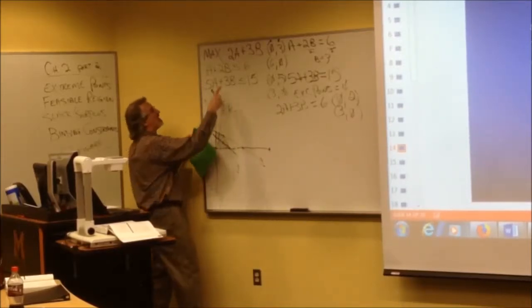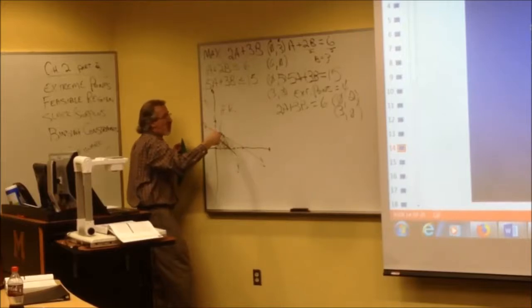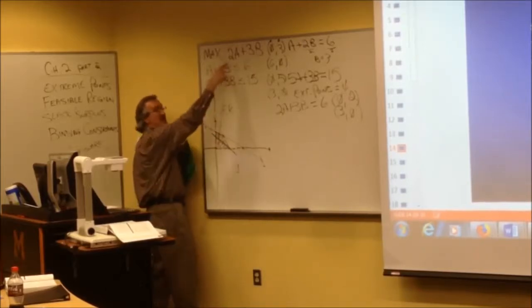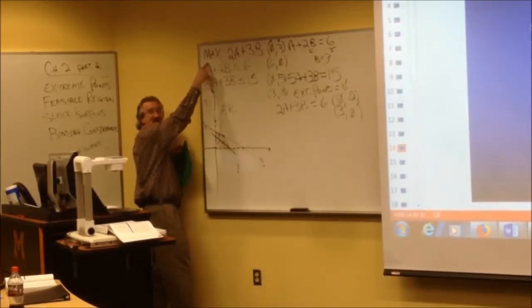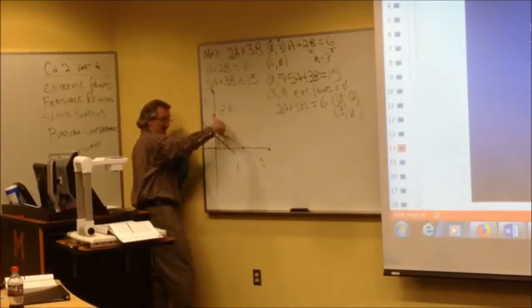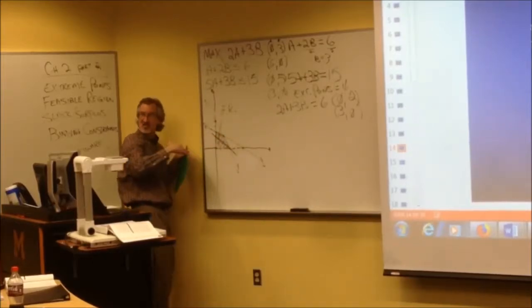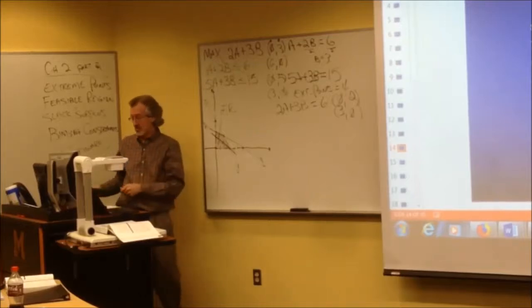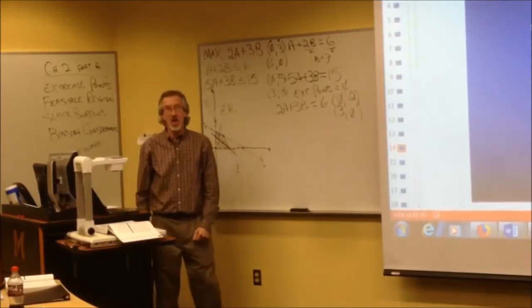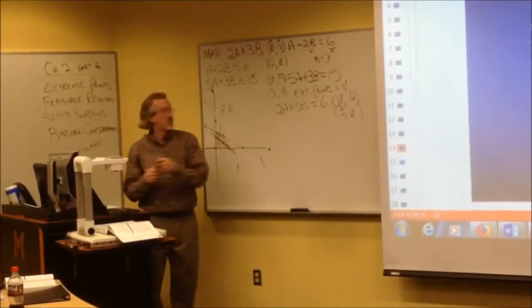And how did I know to go that way? I could pick a point on this side and pick a point on this side, and whichever one makes that bigger, that's the direction I want to go because this is max. If it were min, I would know to go this way. Again, I could pick a point on either side. Whichever one makes it smaller is the direction you want to go. So we now know our optimal solution.